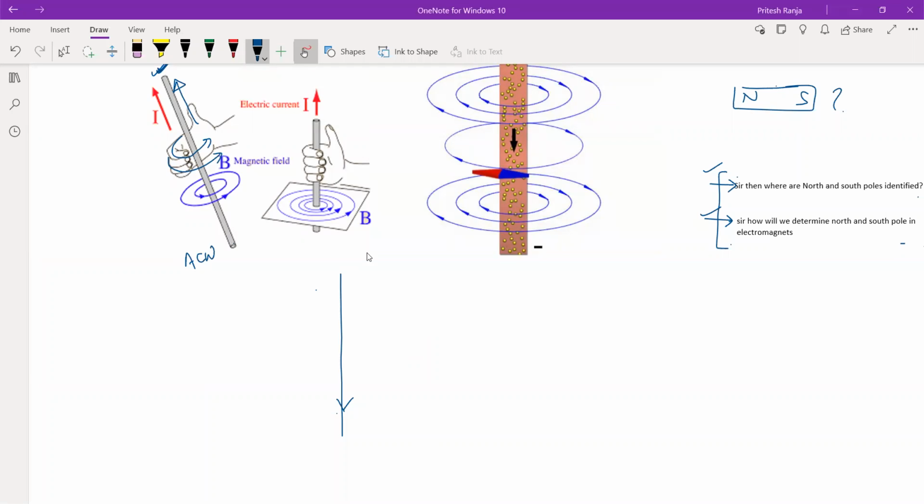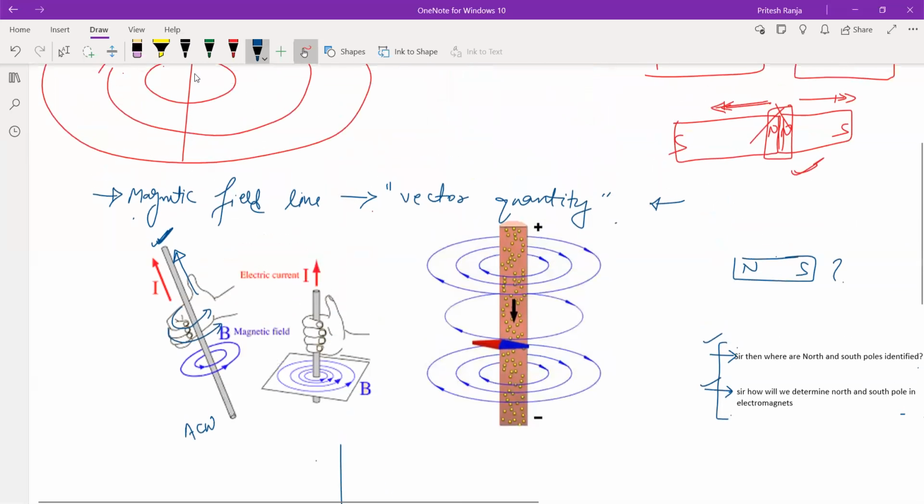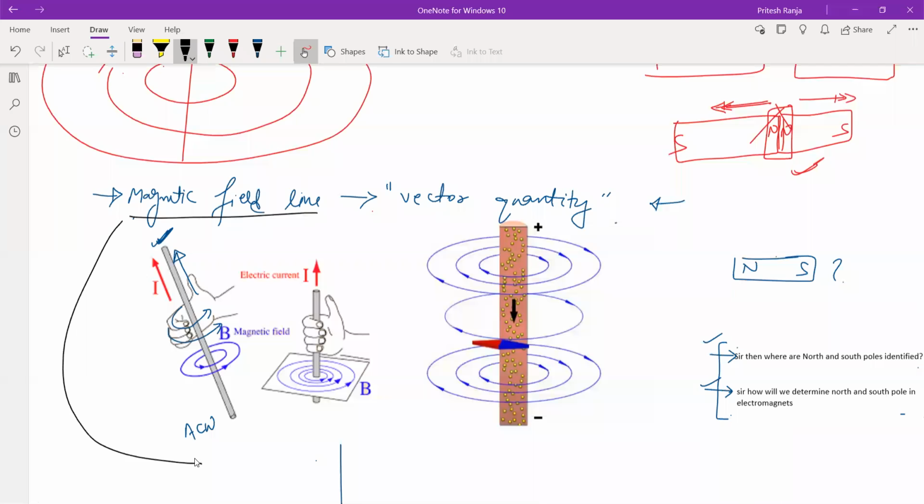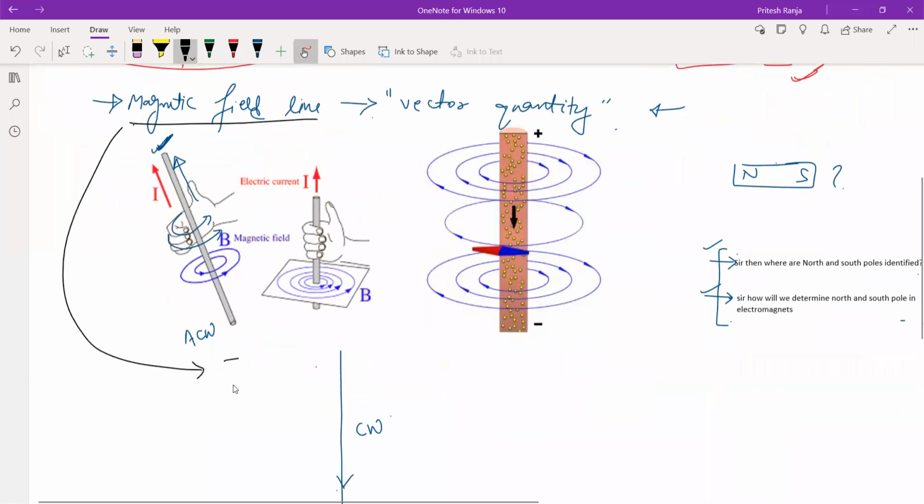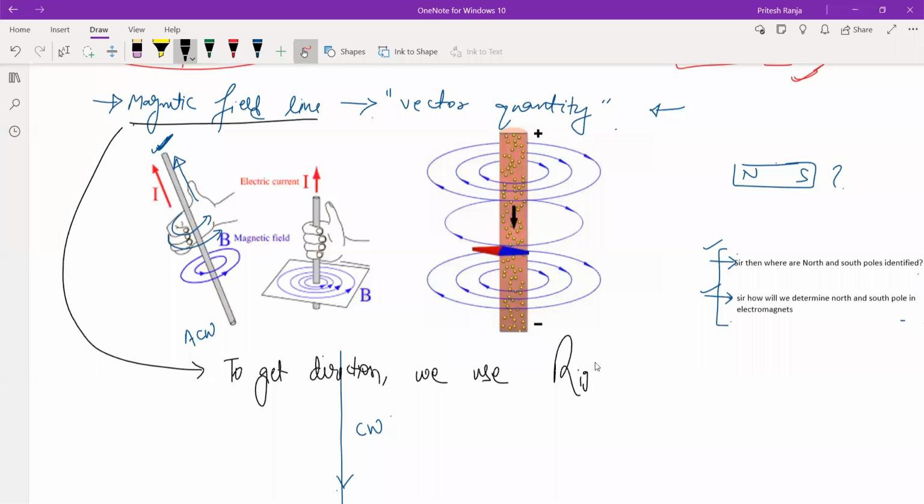So direction, is it clear to all? To find the direction, what we use? We use right hand thumb rule.